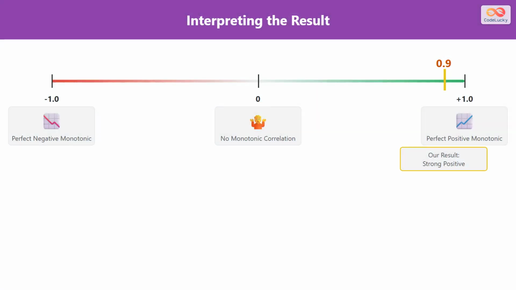What does 0.9 mean? Spearman values range from -1 to +1. -1 indicates a perfect negative monotonic trend. 0 implies no correlation. +1 is a perfect positive trend. Our result of 0.9 is very close to 1, indicating a very strong positive relationship between study hours and test scores.